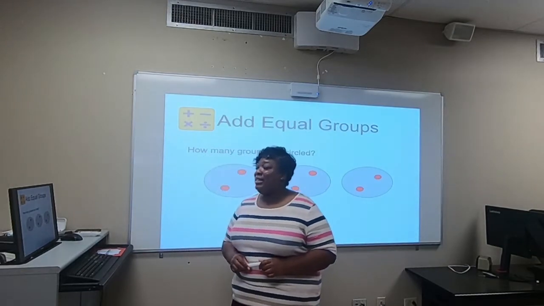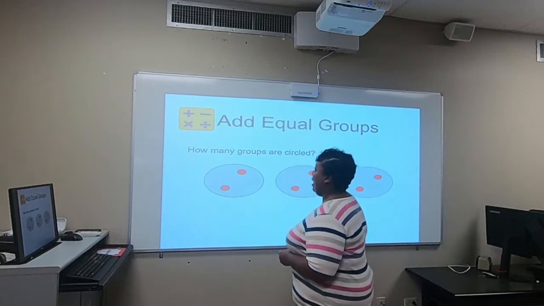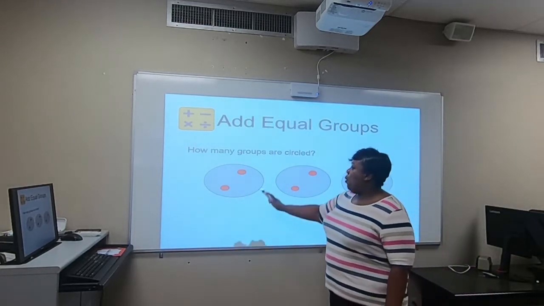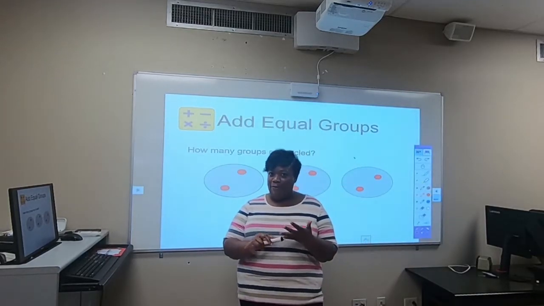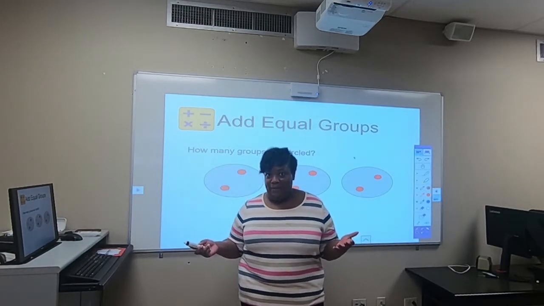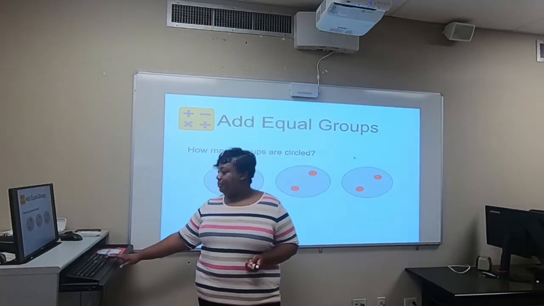All right, you guys. Let's start with some adding of equal groups. Let's look at what we have, you guys. How many groups are circled? Let's count them. 1, 2, 3. So remember, we talked about the number of groups and the size of groups, all right? So how many groups do we have? That's correct. We have 3 groups.